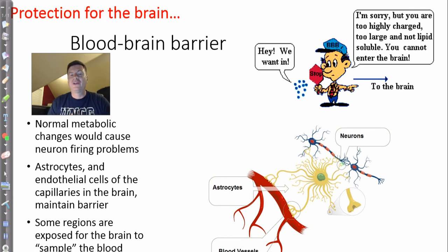But again, I want to stress this is not like a membrane or a sheet. It's the astrocytes, which are protecting to make sure that most things cannot pass into the brain so that it's not going to be interfered with because of its critical function. That ends our video on protection for the brain.